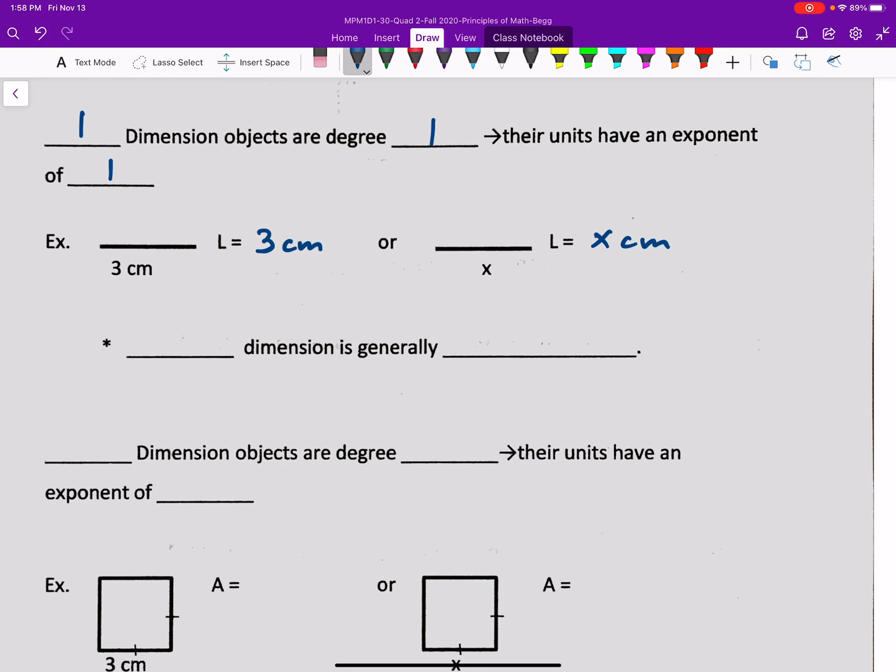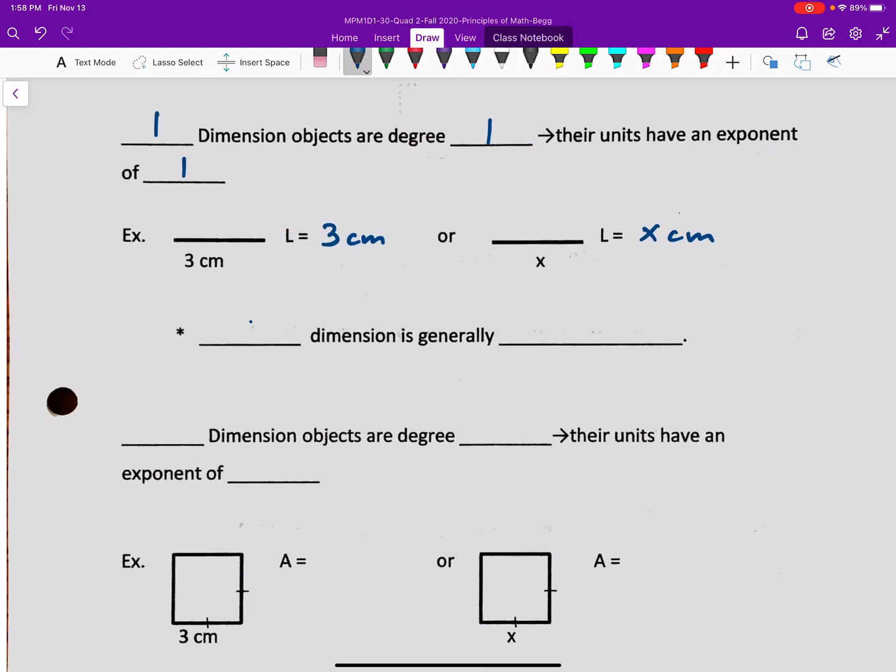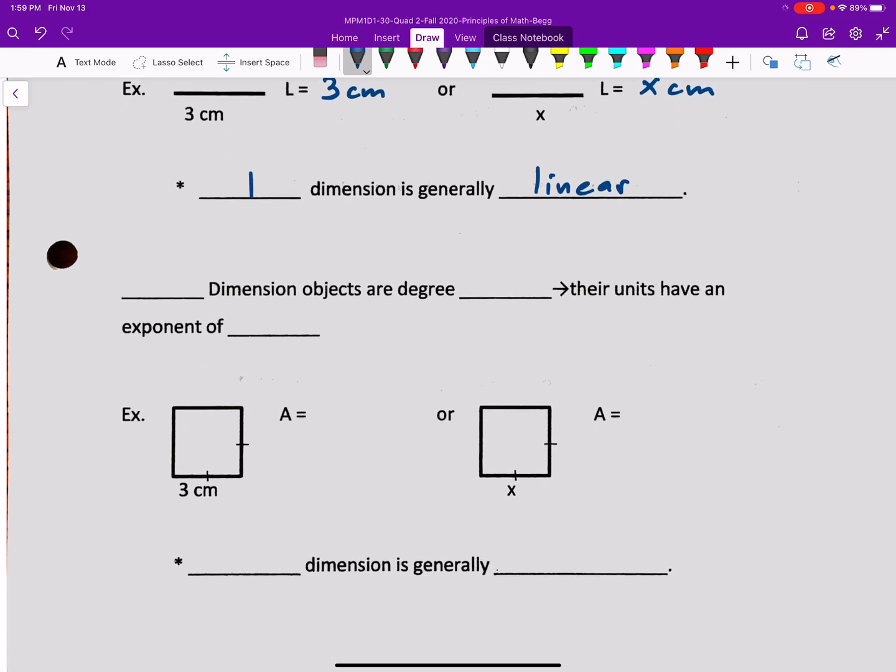Pardon me. One-dimension things we generally call linear. Losing my voice. Great. All right.